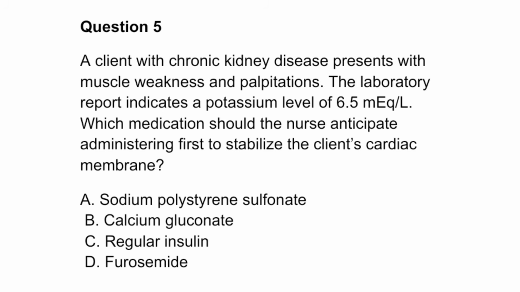Question 5. A client with chronic kidney disease presents with muscle weakness and palpitations. The laboratory report indicates a potassium level of 6.5 milliequivalents per liter. Which medication should the nurse anticipate administering first to stabilize the client's cardiac membrane?